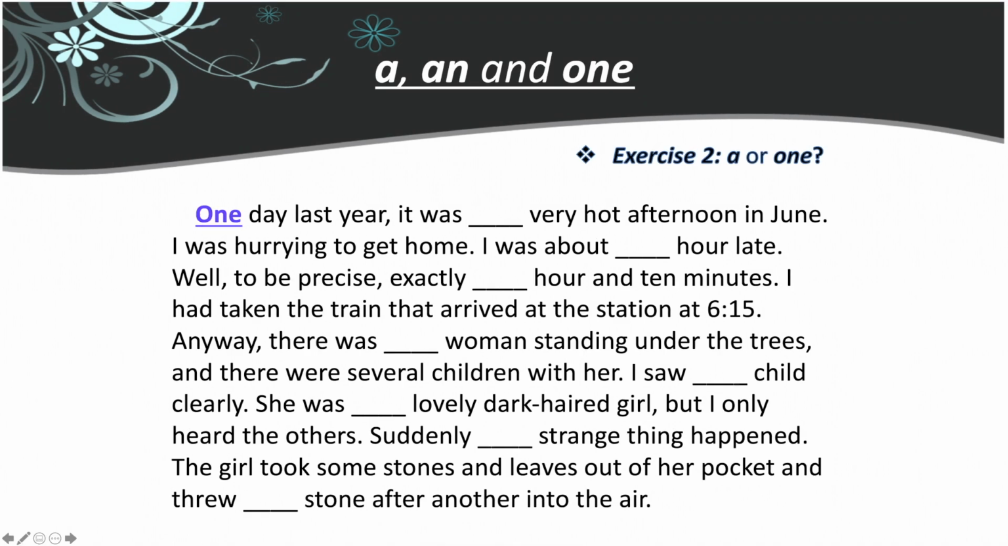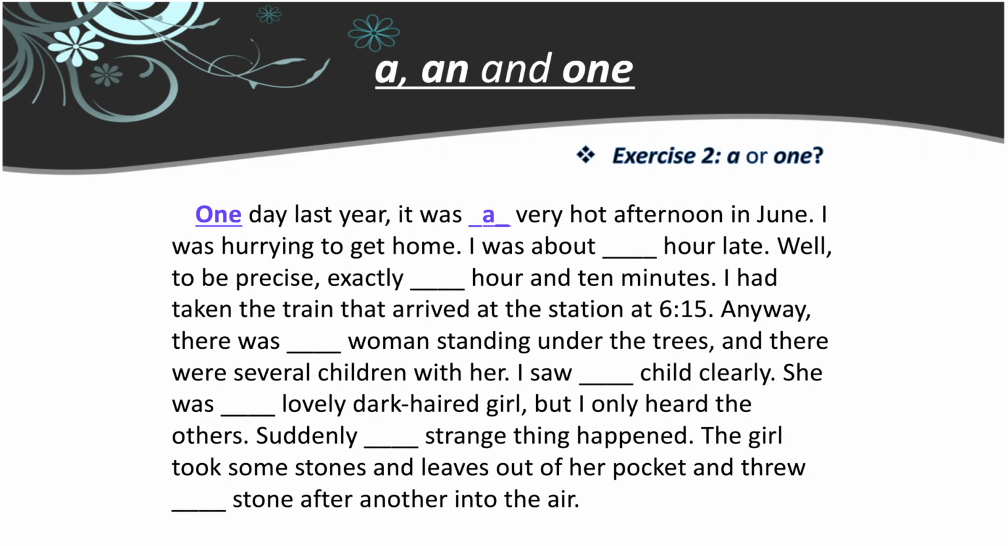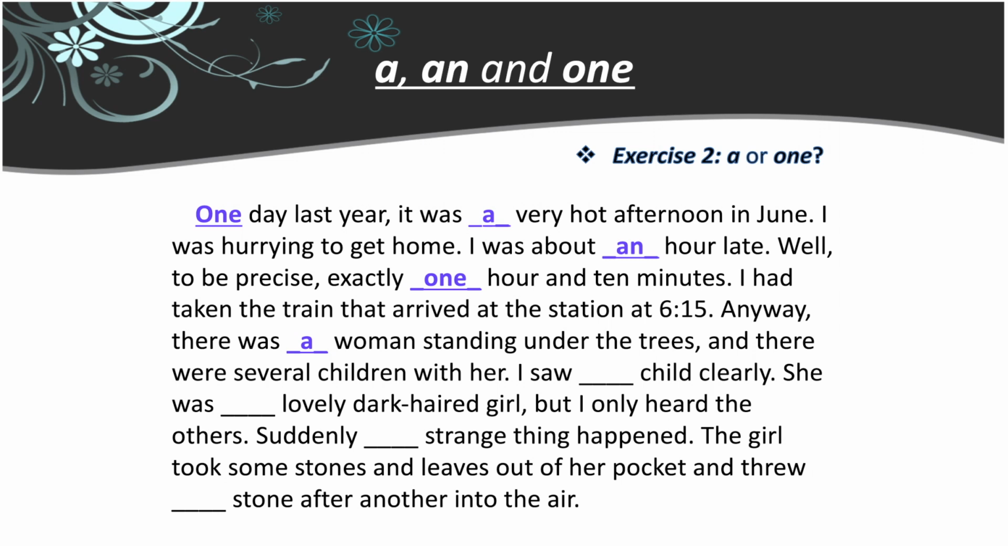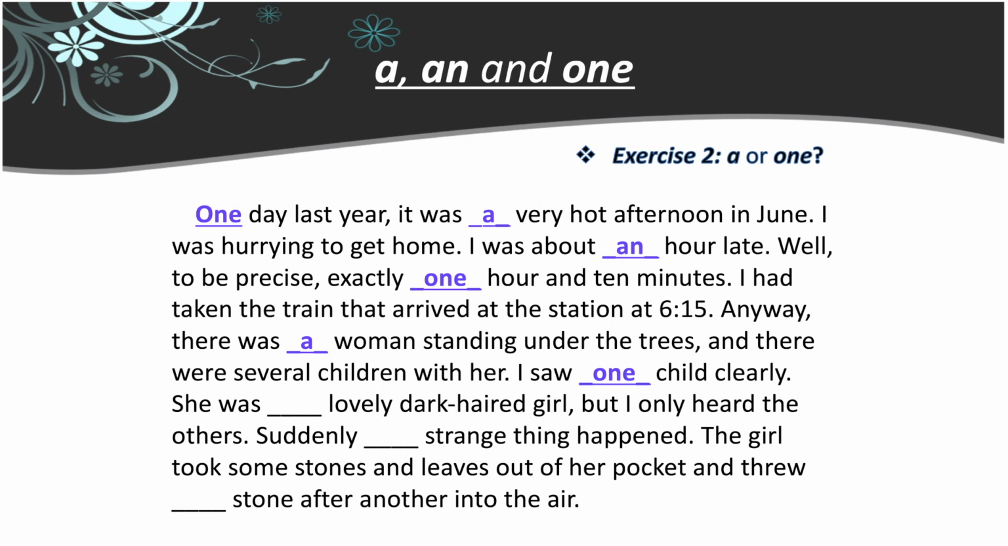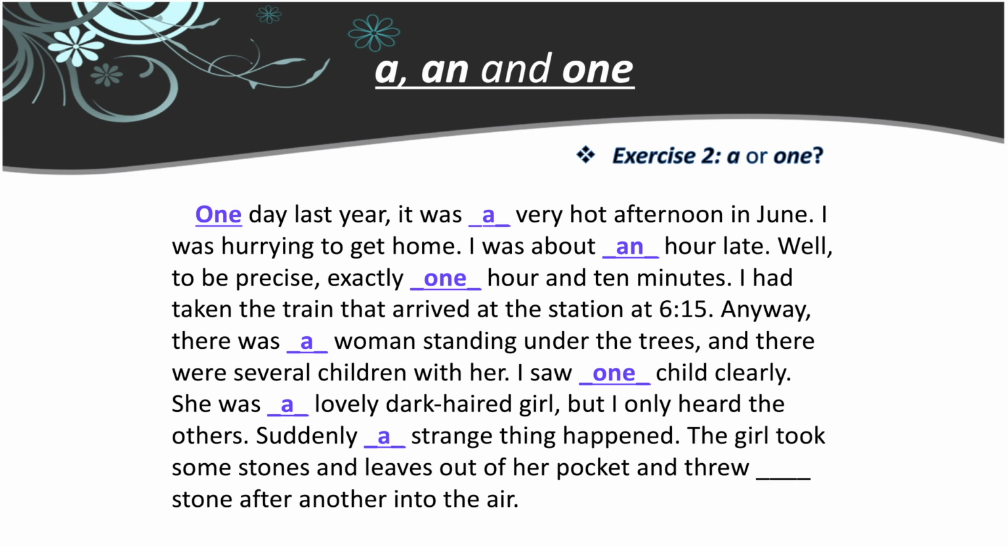One day last year, it was a very hot afternoon in June. I was hurrying to get home. I was about an hour late, well, to be precise, exactly 1 hour and 10 minutes. I had taken the train that arrived at the station at 6:15. Anyway, there was a woman standing under the trees, and there were several children with her. I saw one child clearly. She was a lovely dark-haired girl, but I only heard the others. Suddenly, a strange thing happened. The girl took some stones and leaves out of her pocket and threw one stone after another into the air.